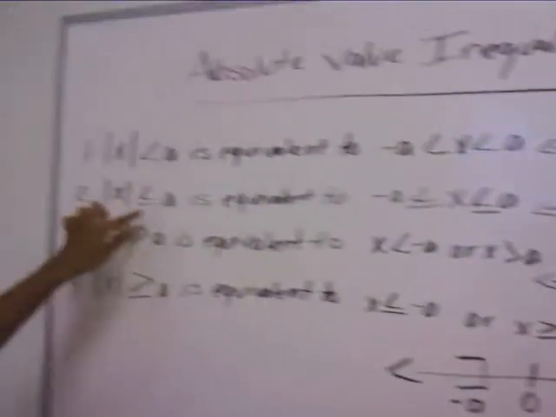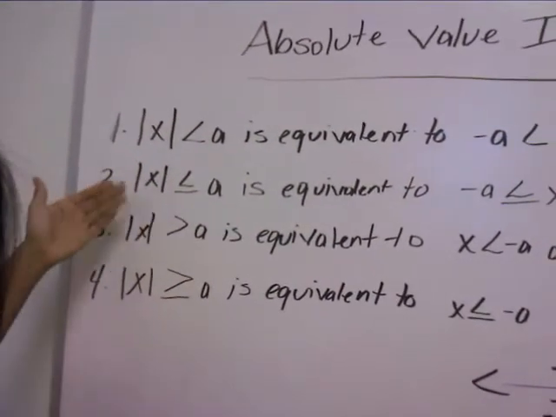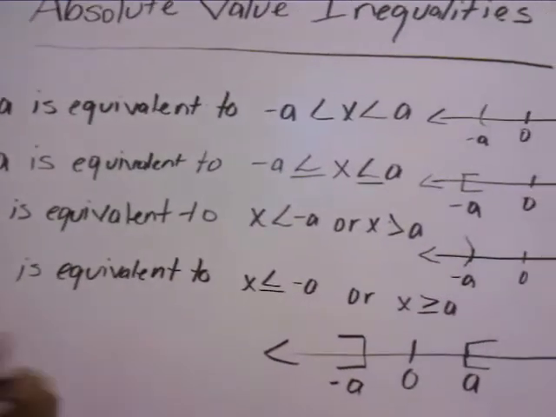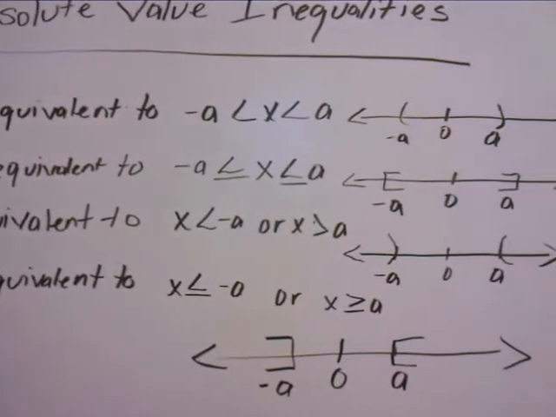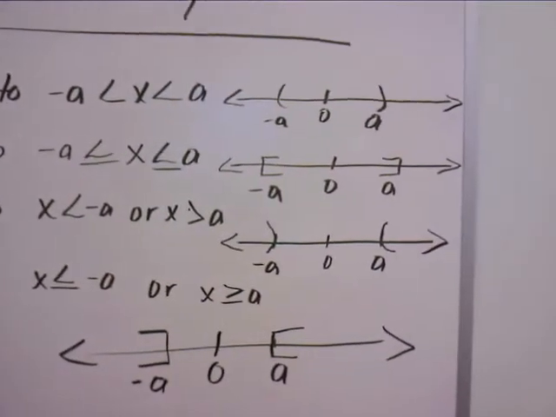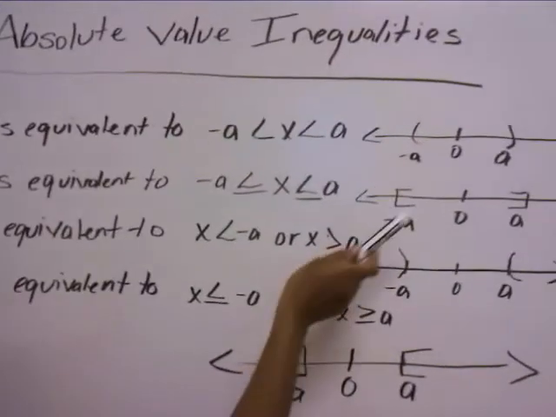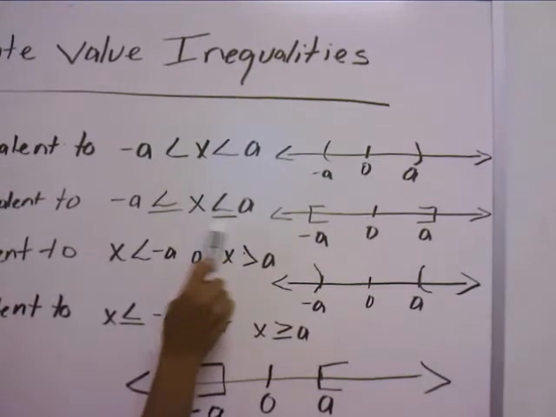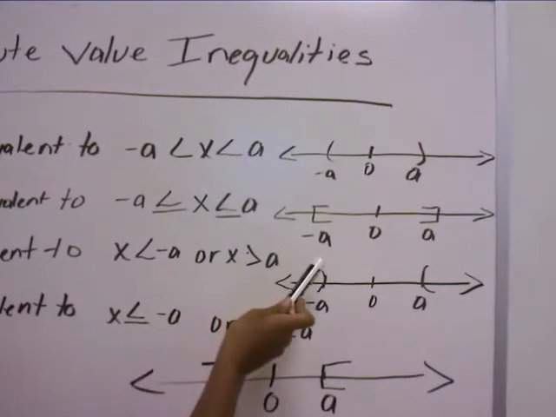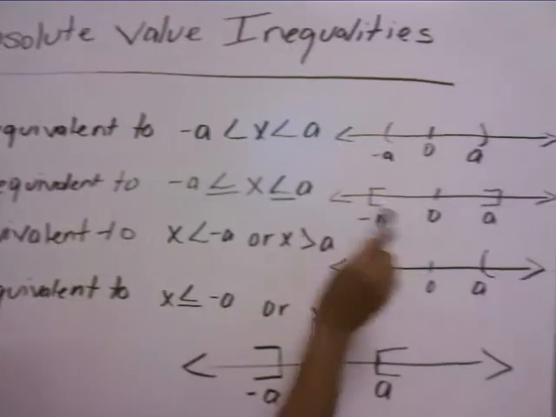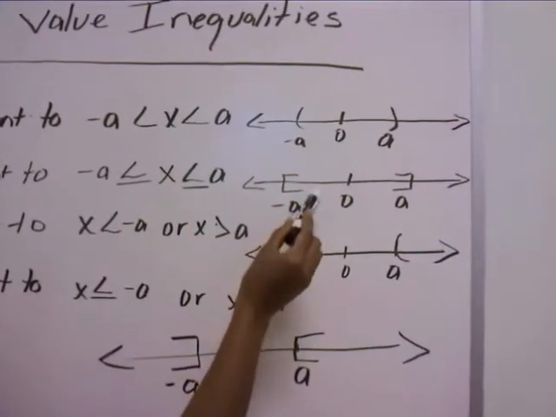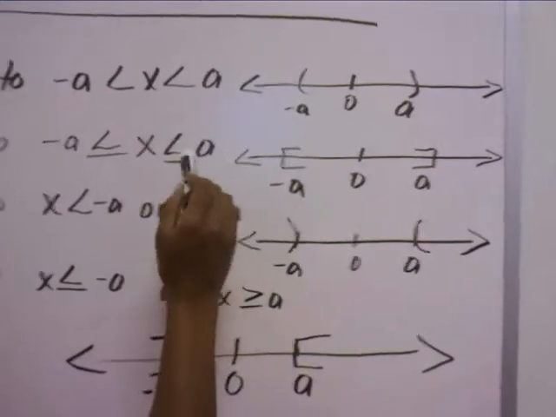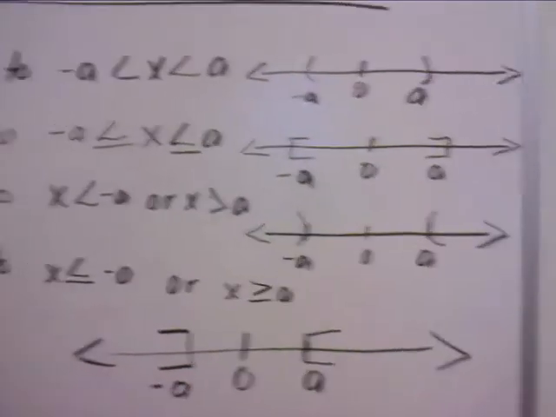The next one is included, as you see, it is less than or equal to. The absolute value of x is less than or equal to any number. This is equivalent to any negative number is less than or equal to x, and x is less than or equal to any positive number. Like I told you before, this one has a parenthesis and this one has a bracket because it is included, or it is a less than or equal to or greater than or equal to. We put it this way because x is greater than any negative number, and then it is less than any positive number, so it has to be in the middle.